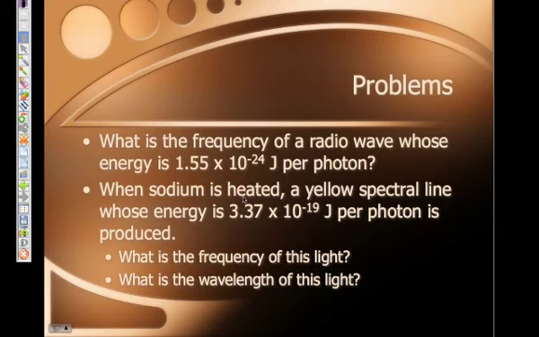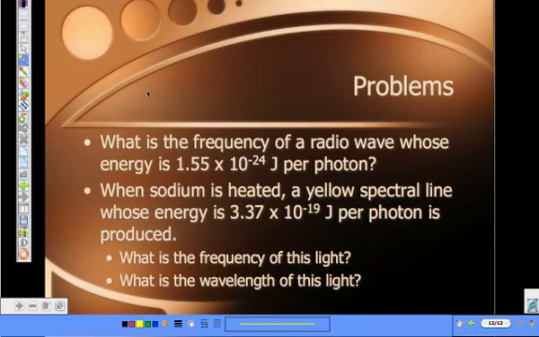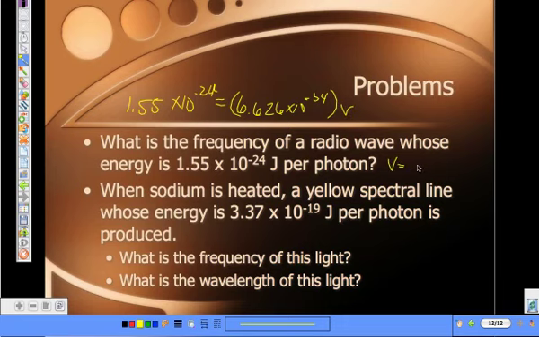Okay, so if we do these problems, where we're looking at frequency, and we have an energy of the photon, so our energy is 1.55 times 10 to the negative 24th joules. That's equal to Planck's constant, which is 6.626 times 10 to the negative 34th times V. So I'm looking for V. What would V be? Yep, E equals HV.